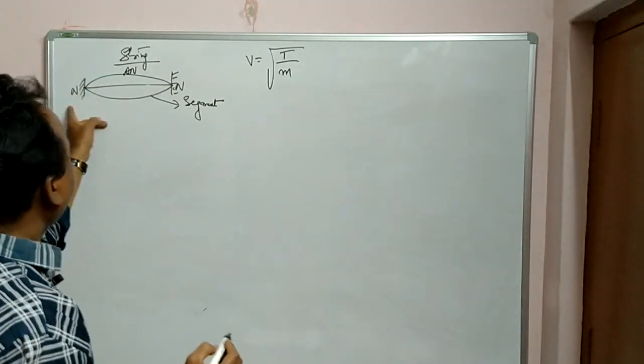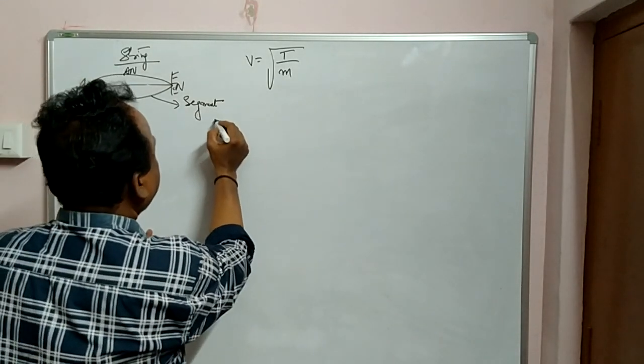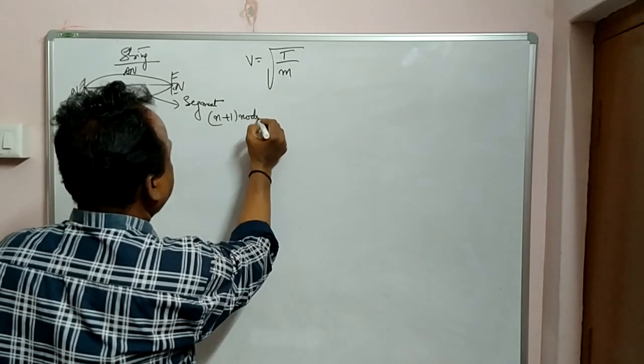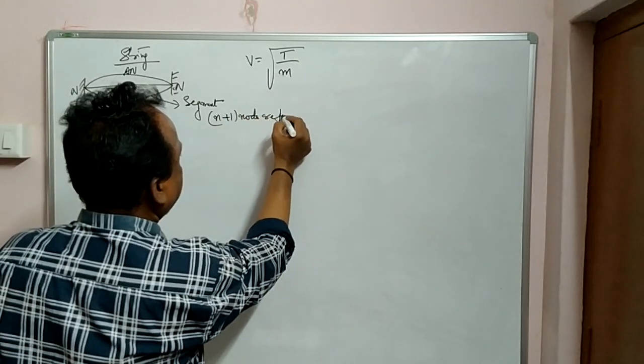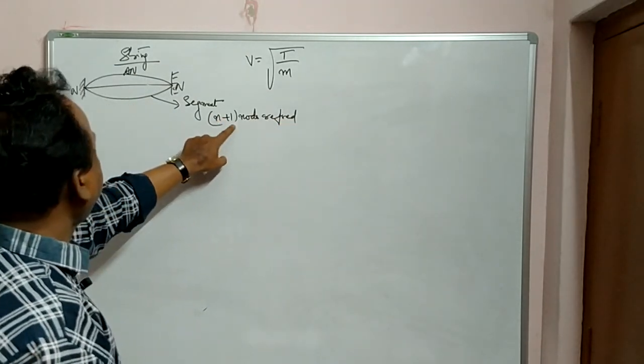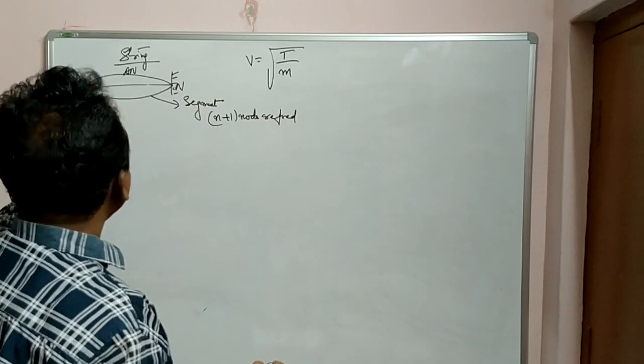In one segment, how many nodes are formed? See, in one segment n plus 1 nodes are formed. Please remember, n plus 1 nodes are formed. In one segment, how many nodes can you see? n plus 1, that is, 1 segment plus 1 means 2 nodes.